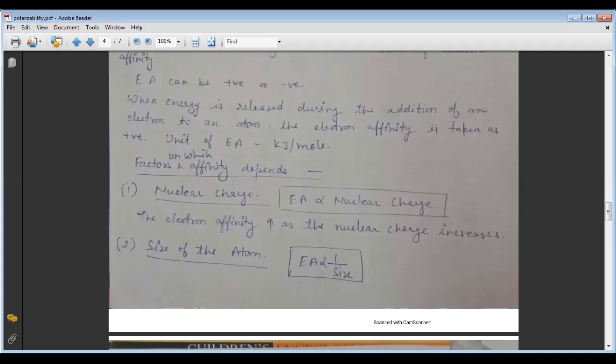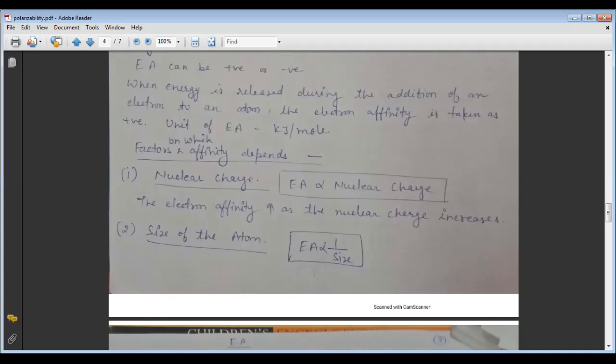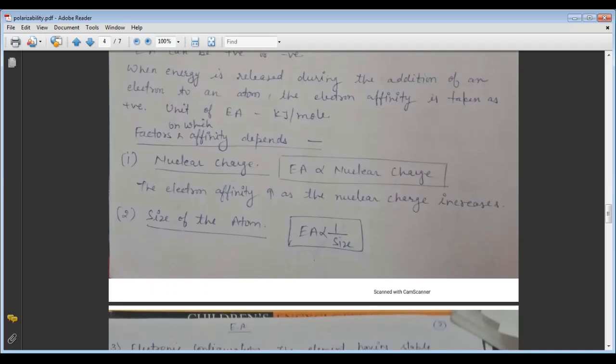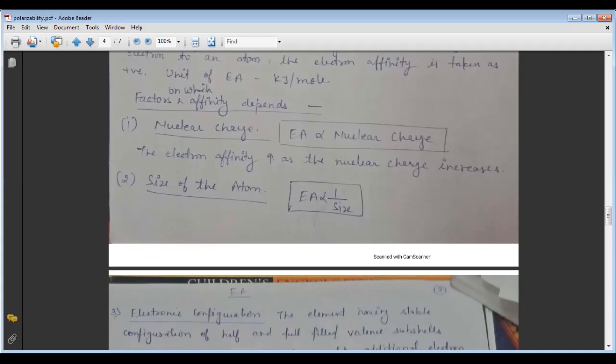Now the factors on which the electron affinity depends. Here are some factors. First is the nuclear charge: as we studied above in the ionization potential, the electron affinity is proportional to the nuclear charge. Then come to the size of the atom. Here we know that the electron affinity is inversely proportional to size. As the size increases, the electron affinity keeps decreasing.